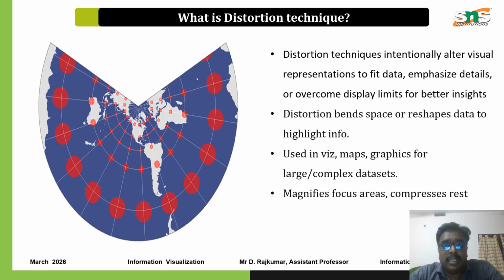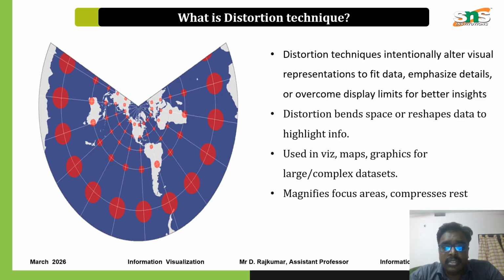Here you can see an example of a picture of a globe. If it is presented on a flat surface, it will be difficult to understand. The perspective may also not be explained very clearly. So it is distorted to some level so that it fits the visualization and shows that the earth is spherical in shape. Here the distortion is done by bending the shape or reshaping the data to highlight certain information.